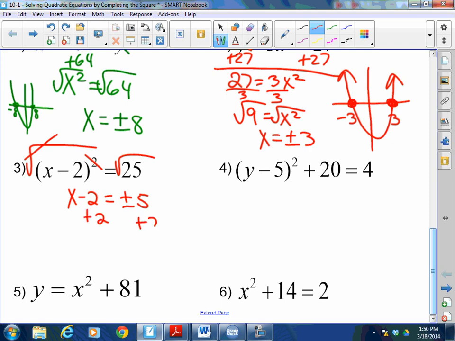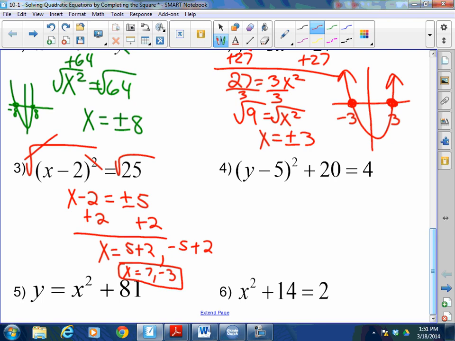This is where a lot of people get messed up. Guys, realize this is a positive 5 plus the 2, comma, a negative 5 plus the 2. So my x will equal 7, comma, negative 3. Does that make sense to everybody? We got this? Okay, number 4.